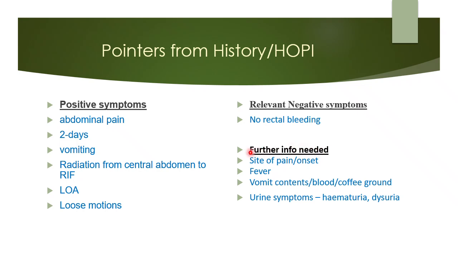The further information that is needed from this patient is whether he had fever, and what were the contents of his vomiting. Was it blood? Was it coffee ground? And were there any urinary symptoms, hematuria, dysuria? Okay, these are the common issues or pointers that we can gain from the history.